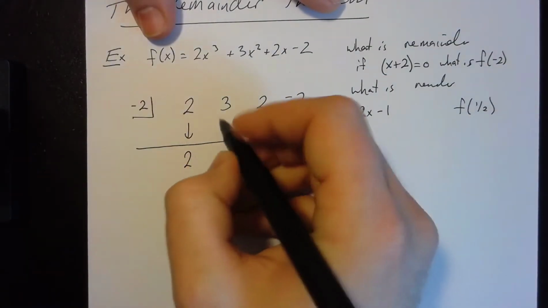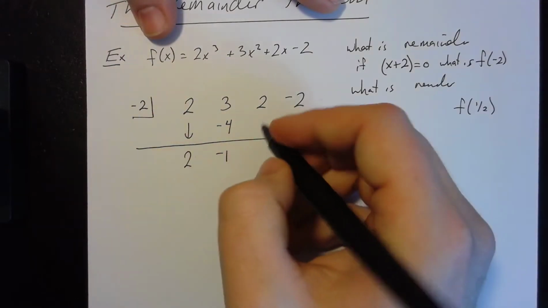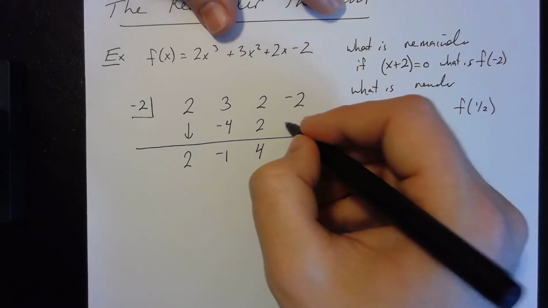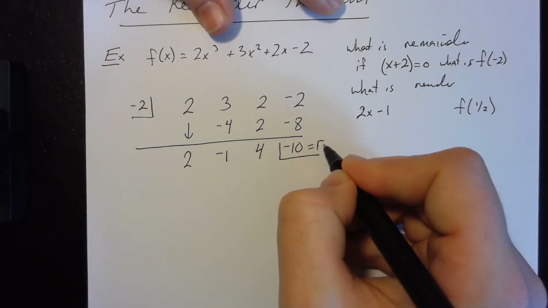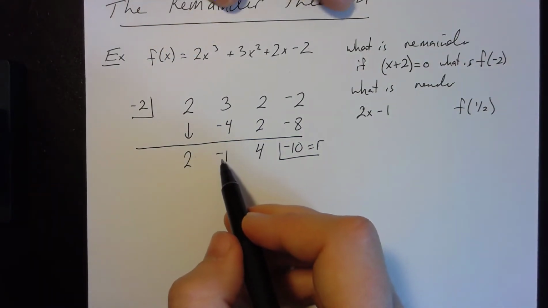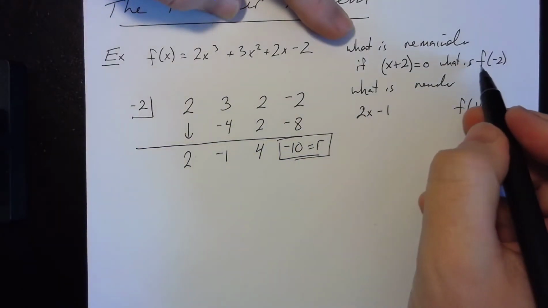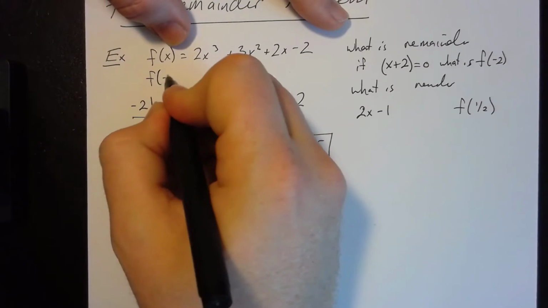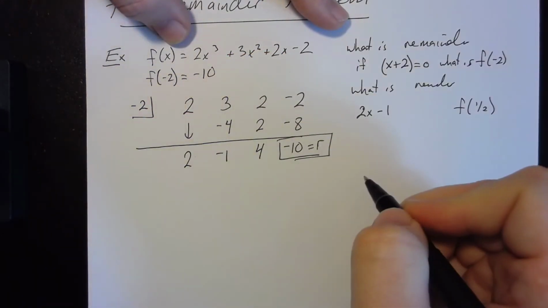Carry down the first number, multiply. Negative 2 times 2 is negative 4. Add, negative 1. Multiply, negative 2 times negative 1 is 2. Add, 4. Multiply, negative 2 times 4 is negative 8. Add, negative 10. So what this tells me is this is the remainder. This is a different function entirely, but if I'm asked what is the remainder, this is the remainder. And then what is the value of f of negative 2 on this function? Well, very clearly, f of negative 2 by the remainder theorem is simply negative 10.